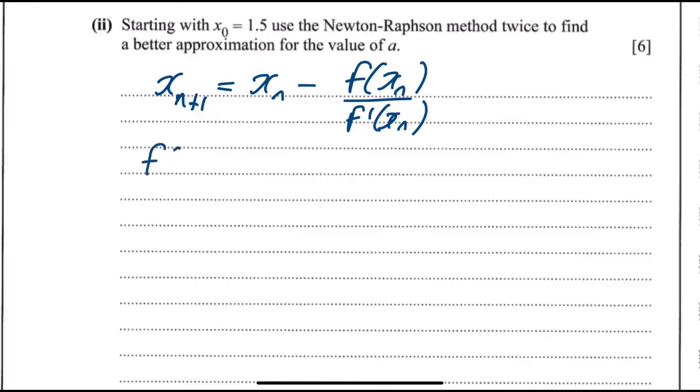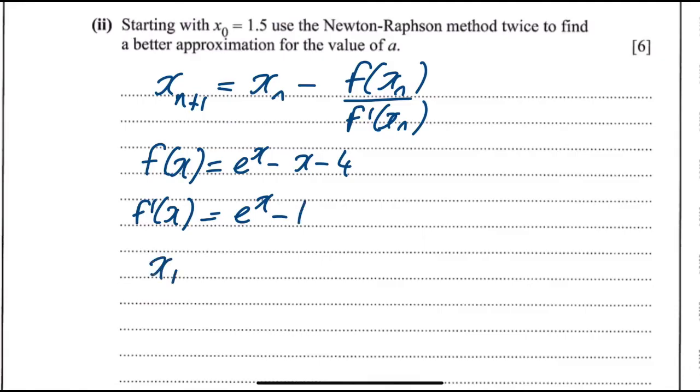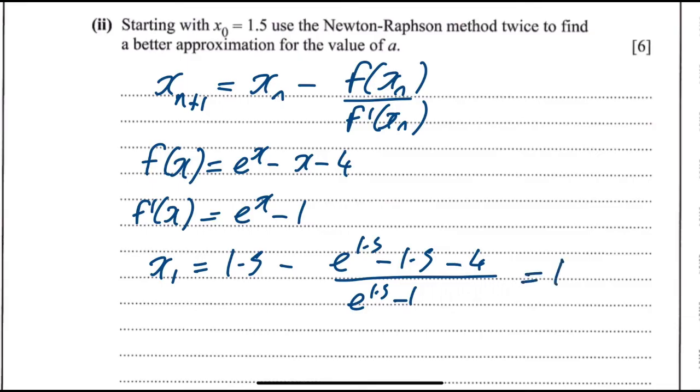Now your f of x, I called it h a minute ago, but it's just going to be e to the x minus 4. You also have to differentiate that, and you'll just get e to the x again minus 1. And then your x1, your better approximation, is 1.5 minus e to the 1.5 minus 1.5 minus 4, and that's over e to the 1.5 minus 1. And I worked that out and I got 1.792 something or other.